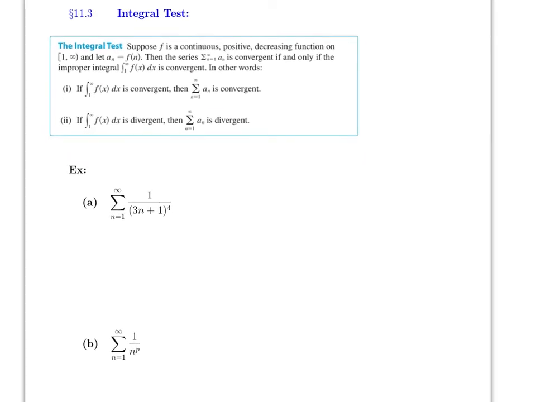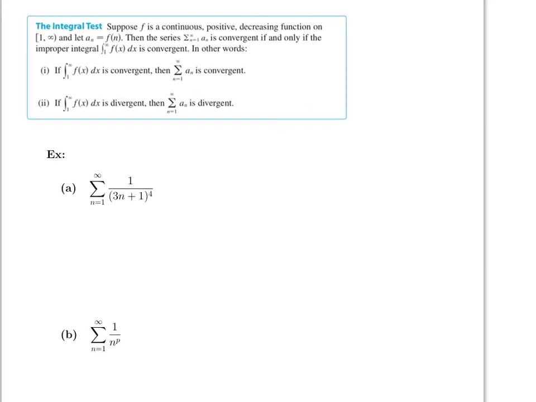Now, before we do the official examples, note that we did this in section 7.8 when we talked about improper integrals. Remember that the integral from 1 to infinity of 1 over x squared is less than infinity, and you should check this. So that implies that the series from 1 to infinity of 1 over n squared is convergent.